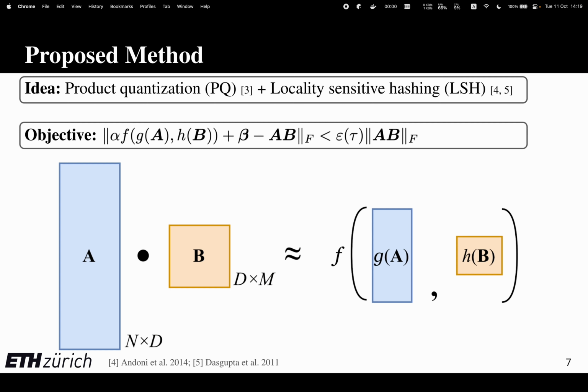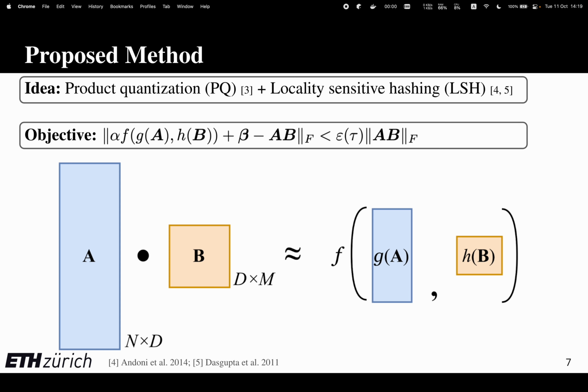The main approach proposed in this paper is twofold. The authors use so-called product quantization augmented by locality-sensitive hashing to do the matrix multiplication, and we will talk about each of them later in detail. The objective here is exactly the same as in the AMM methods, where we want to bound the error of the approximation relative to the original product of A and B.